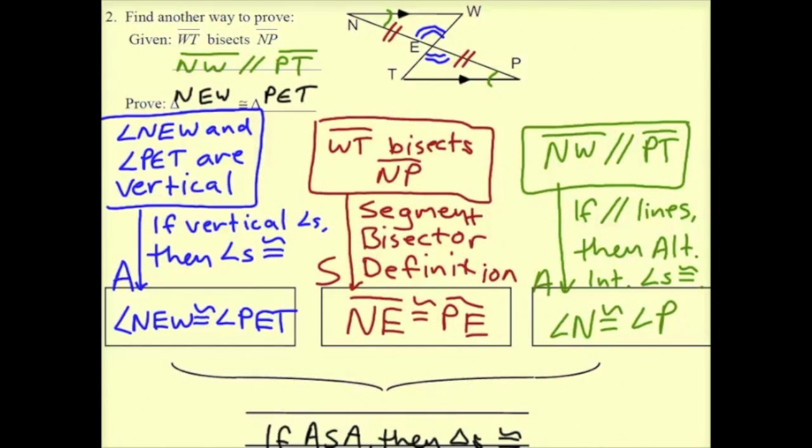So, by the way, with this particular proof, there's another way to go about proving it. And that second way of proving it does not use these vertical angles. And so all of this blue information we actually wouldn't use.